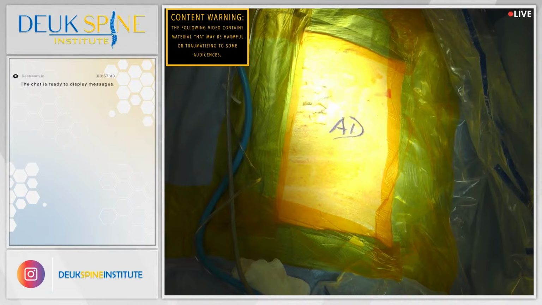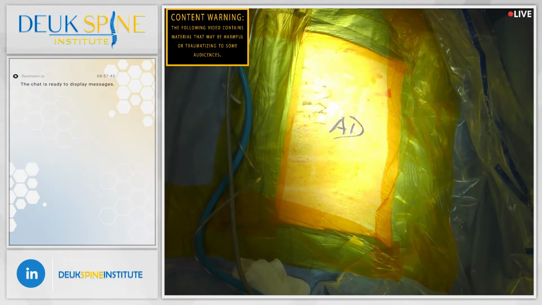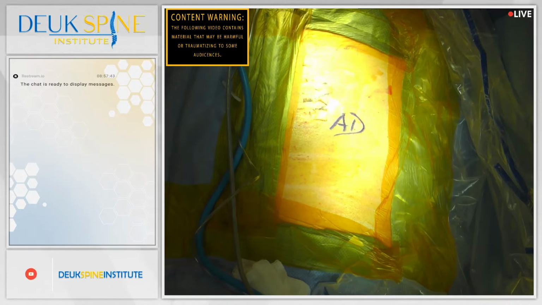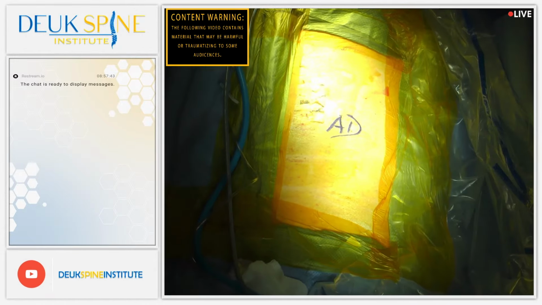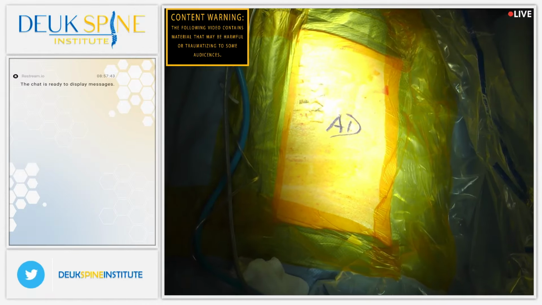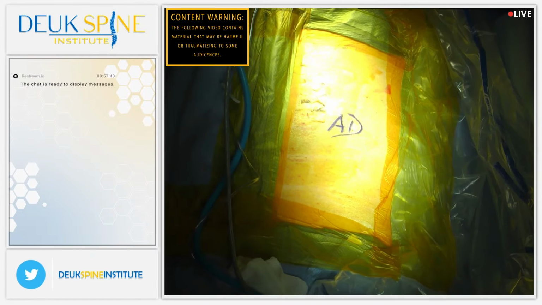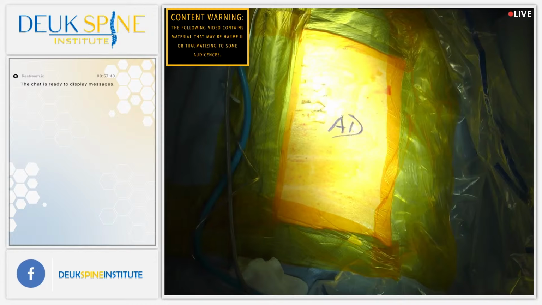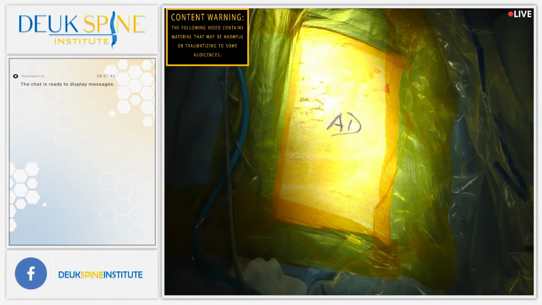February 12th, 2026. We are live streaming from Deuk Spine Institute surgery. Our patient travels from Pittsburgh, and he actually already had his SI joint treated on both sides. His piriformis muscle was released, and his facets were treated. We did that 2 days ago. He had such a great result from that procedure.